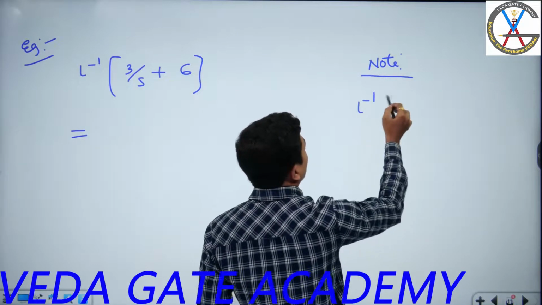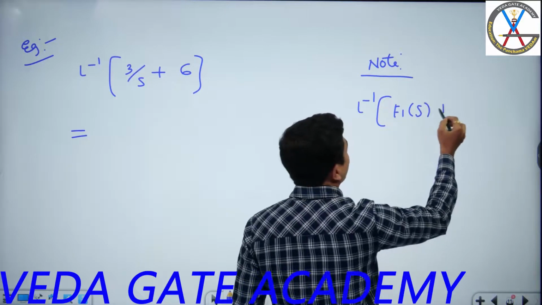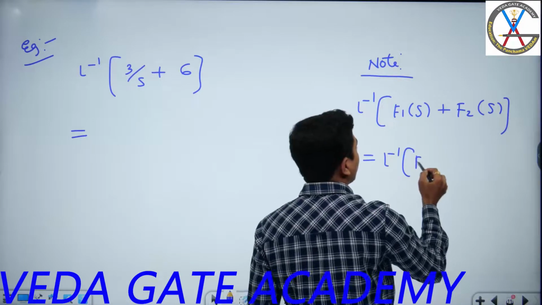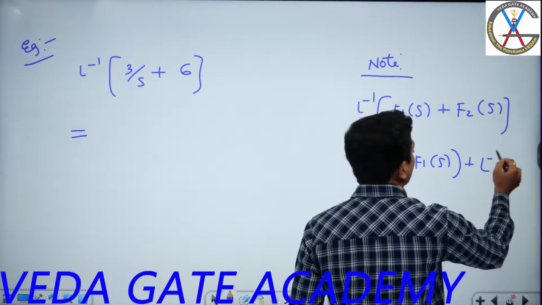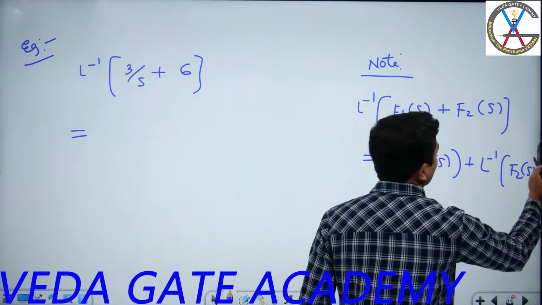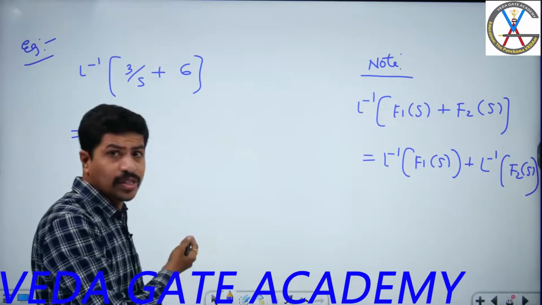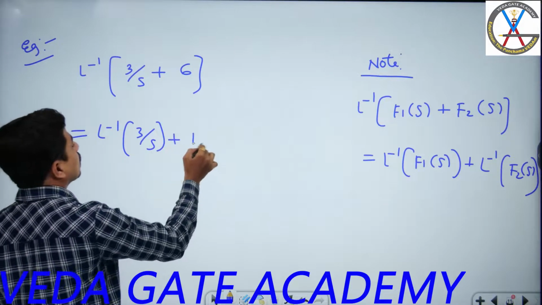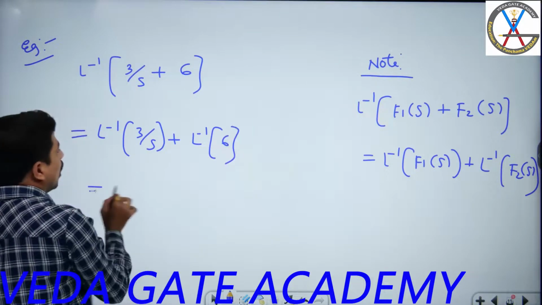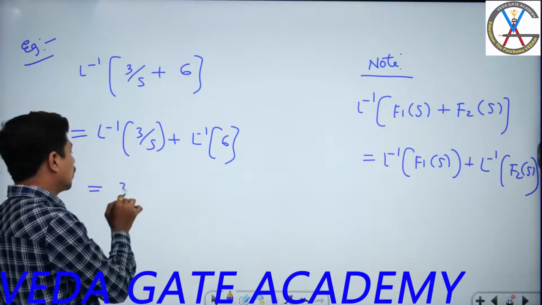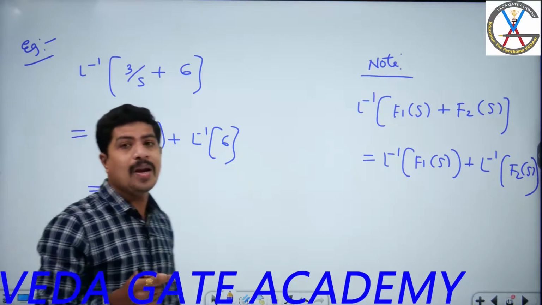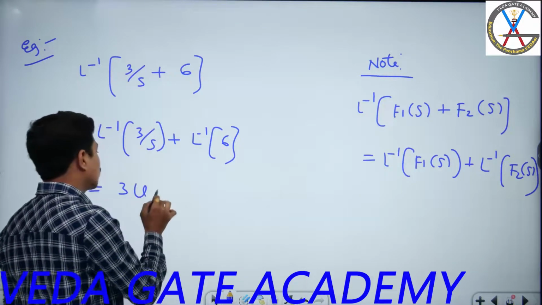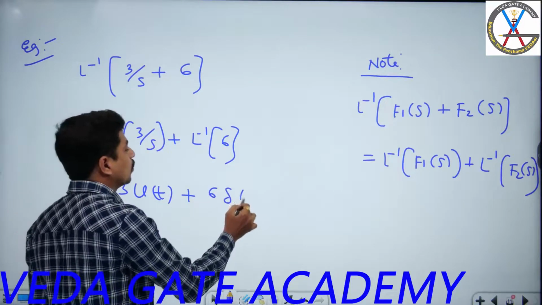Inverse Laplace transform of f1 of s plus f2 of s is equal to inverse Laplace transform of f1 of s plus inverse Laplace transform of f2 of s. Separately you can do. Here you can use that property. Inverse Laplace transform of 3 by s plus inverse Laplace transform of 6. 3 into inverse Laplace of 1 by s. Laplace of u of t is 1 by s, means inverse Laplace of 1 by s is u of t, plus 6 into del of t.